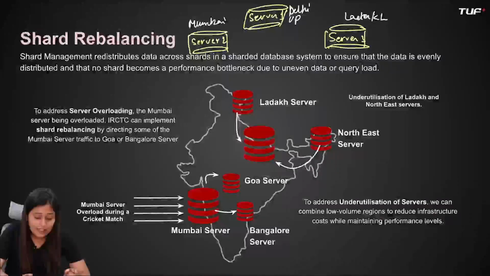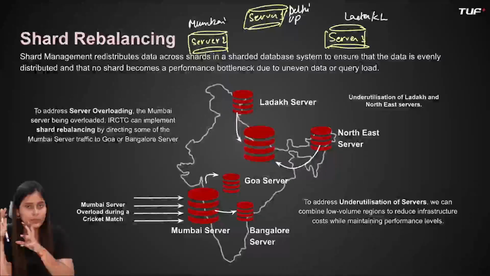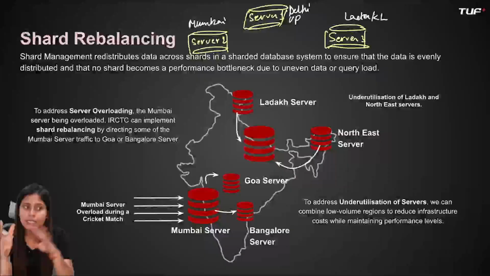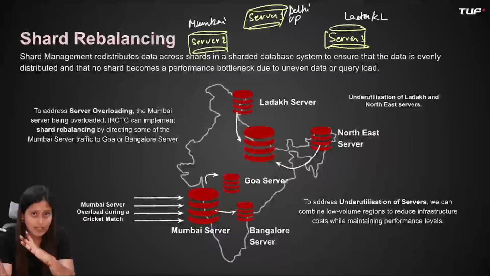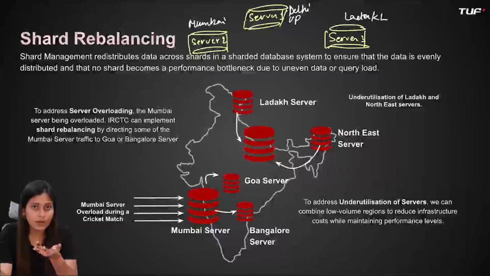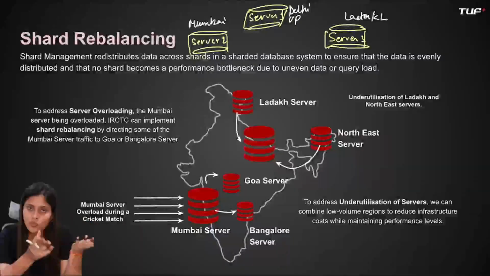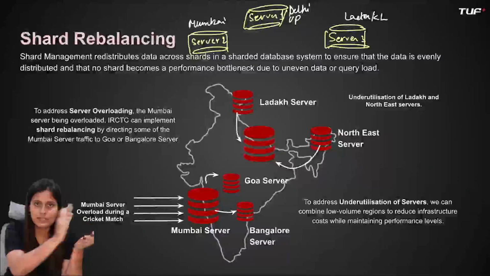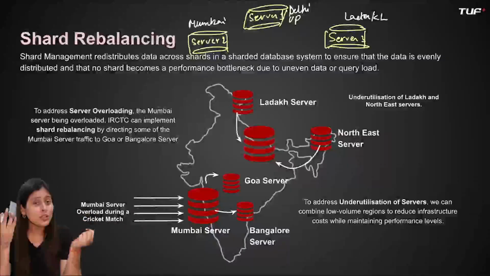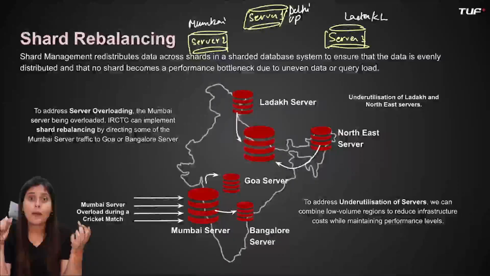Okay, so shard rebalancing only comes into the picture once all the data from the database, on the basis of the shard key, has been divided across different shards. But now, as the data grows, some servers might become bulky, and some servers might become underutilized. On the basis of conditions, Delhi location bookings have been routed to the Delhi location, right? And on the basis of the conditions, Ladakh bookings have been routed to Ladakh. But now as the data grows, the Delhi server becomes more bulky.